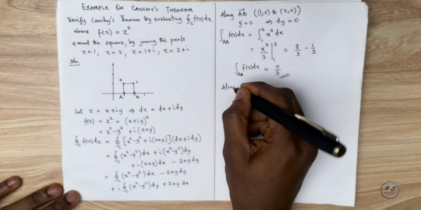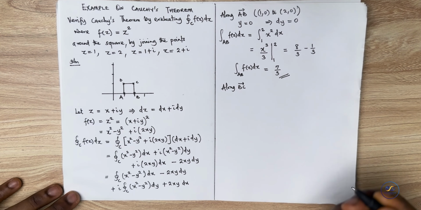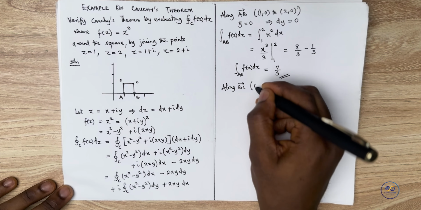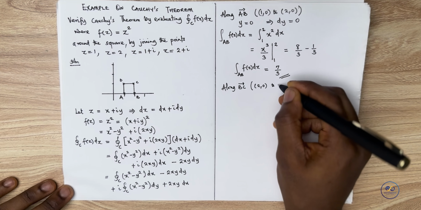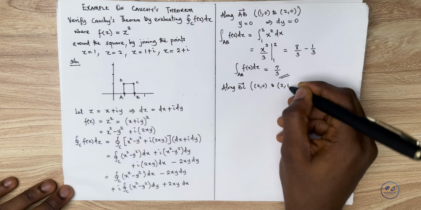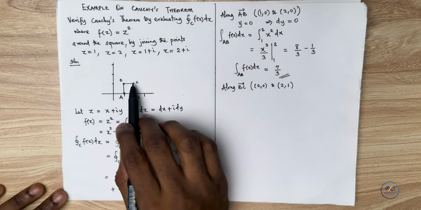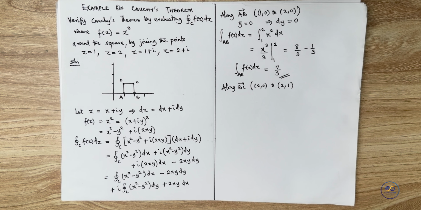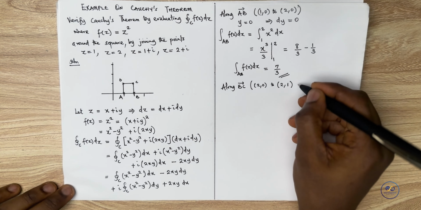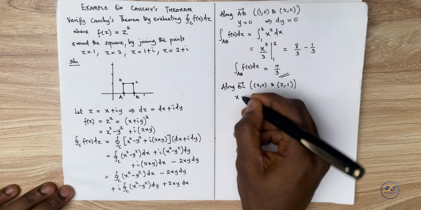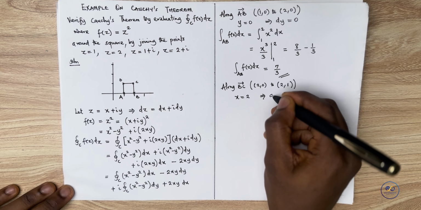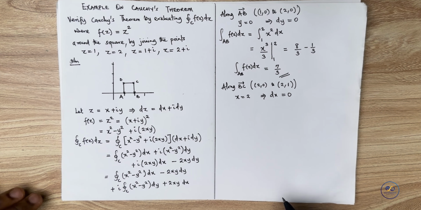When we move on along BC, what happens along BC? We see the line moves from (2, 0) to (2, 1). That's what we're going to have along BC. Now, if it's moving from (2, 0) to (2, 1), what we can easily see is that x is now the fixed one. So we have x equal to 2 being the equation of the line, and dx would be equal to 0. By this representation, we'll see that this and this will vanish because dx is 0, and then the others will remain because x is 2.